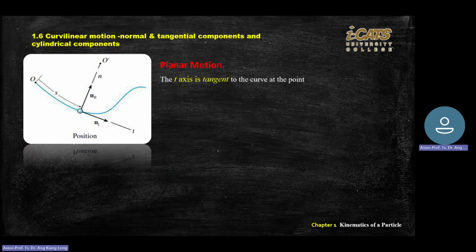Now we go into planar motion. What do I mean by planar motion? This is a plane. Planar motion means the object moves in this plane. It does not move out. So the normal and tangent are always inside this plane.